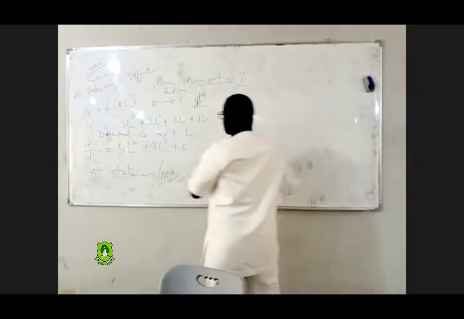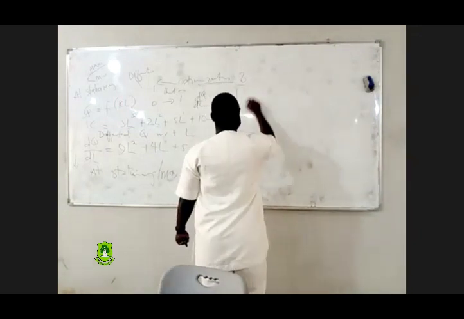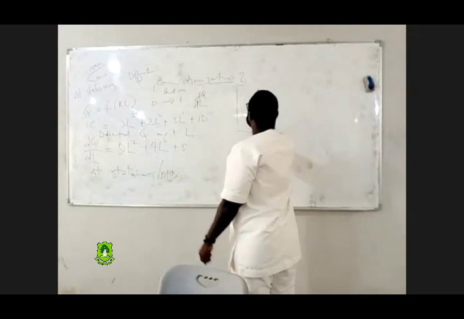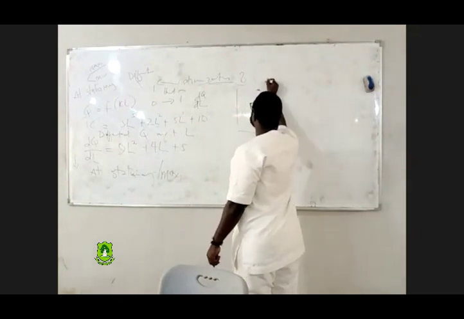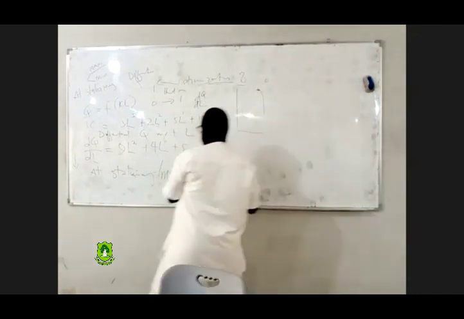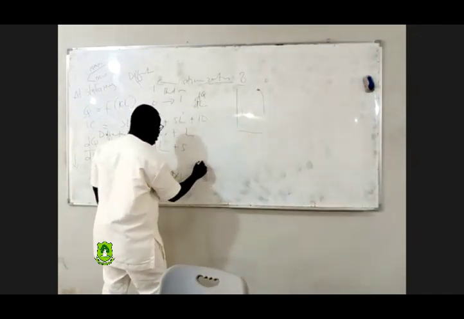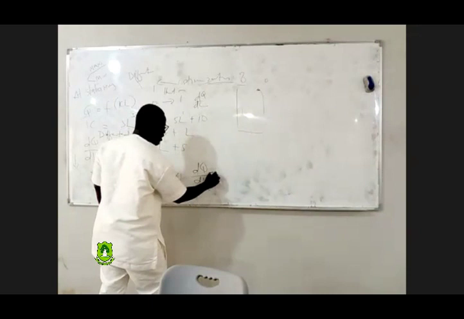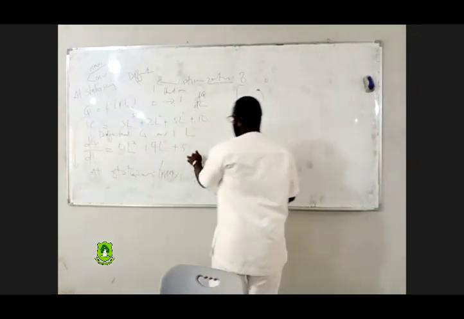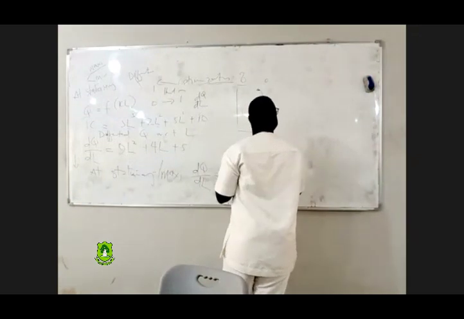At that stationary or maximum point, remember if this is the output, it's maximum. So at that maximum point, the change here should be equal to what? 0. Which means that at stationary or maximum, our change here, which is dq over dl, should be equal to 0, which means the whole of this will be equal to 0.